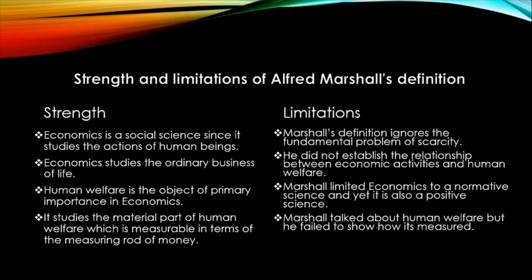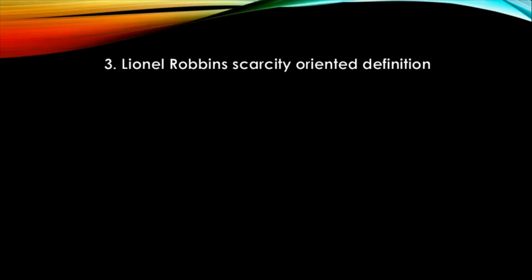And the last limitation is that Robbins argued that Marshall's definition ignored the non-material aspect of life, which includes things like morals and values, education, health, as well as security, which are part and parcel of every human society. And therefore, with all these limitations, Alfred Marshall's definition is not sufficient enough to fully explain the subject matter of economics, and this is why Robbins came up with the scarcity-oriented definition of economics so as to cover the gaps which were created by Alfred Marshall's definition.